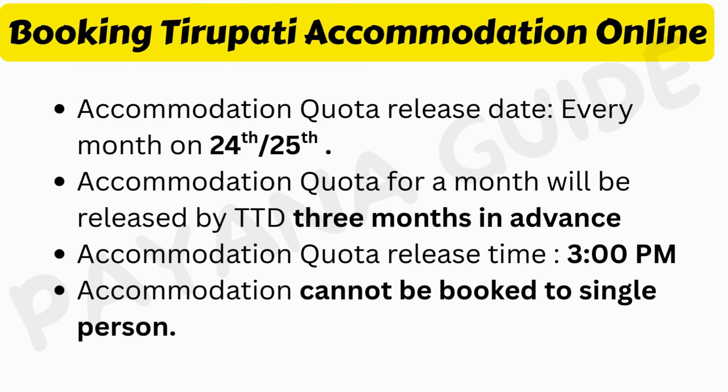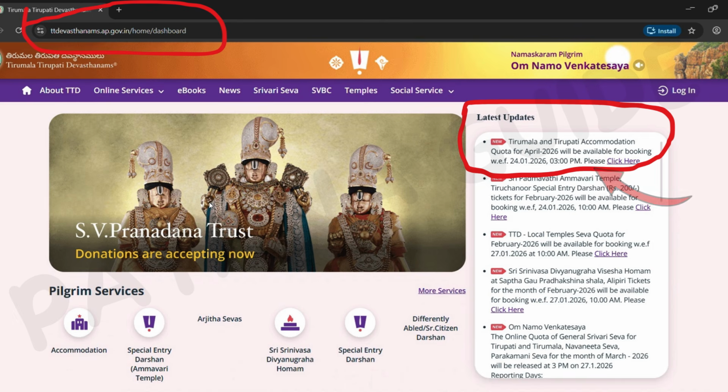On the 24th or 25th of every month, 3 months advance accommodation quota will be released by the TTD. Accommodation release date and time might change in future. So better, every month from the 19th onwards, check the Tirumala Tirupati Devasthanam's official booking portal site regularly for the latest updates to get the accurate accommodation release date and time.